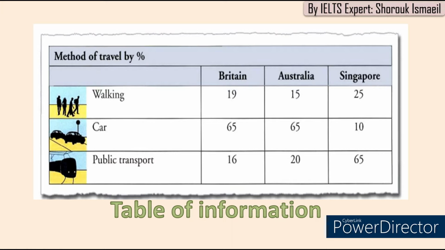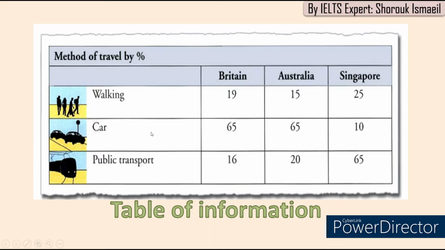Tables. That is an example of tables. Tables present information about different categories. Sometimes tables can be turned into charts, but sometimes the categories are too different to do this. Let's have a look. Methods of travel by person. Walking in Britain is 19%. If compared to Australia, in Australia it is 15% only. The highest rate is in Singapore, 25%.